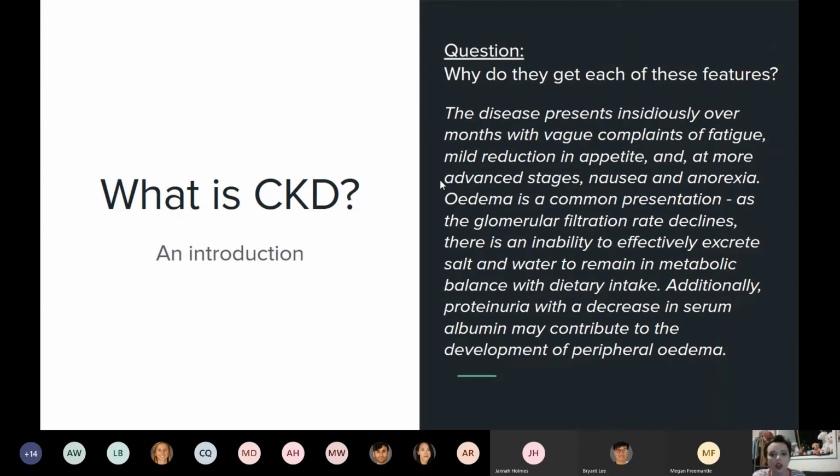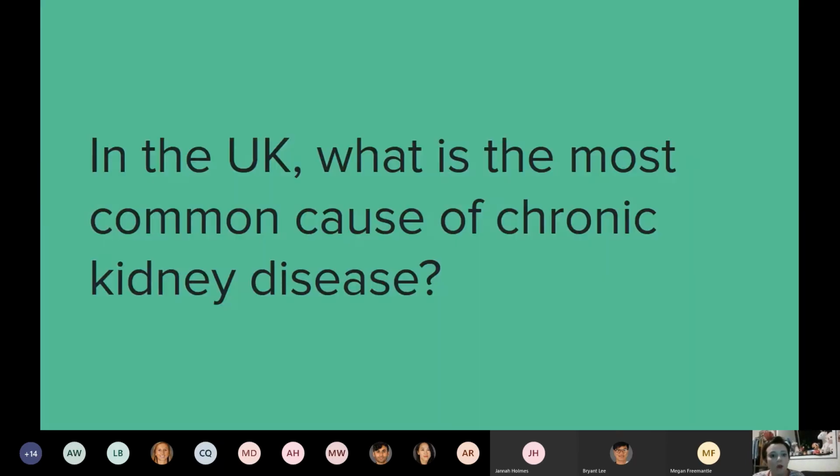So I'm not going to ask the next question, which is why do they get each of these features, because we did cover it at the start. But the question I will ask is, in the UK, what do you think is the most common cause of chronic kidney disease? So if you could post in the chat, what do you think is the most common cause of CKD in the UK? So it could be something we've seen already, or it could be something different.